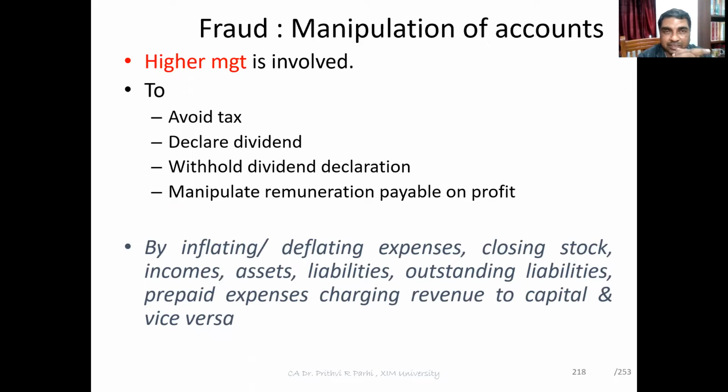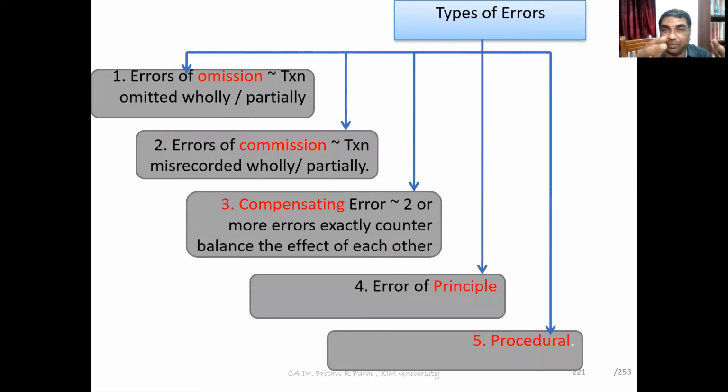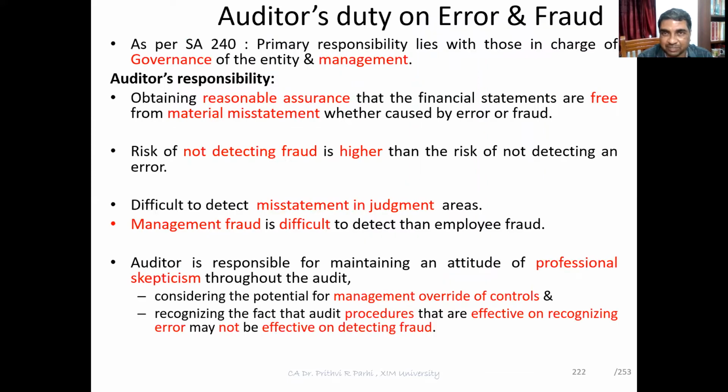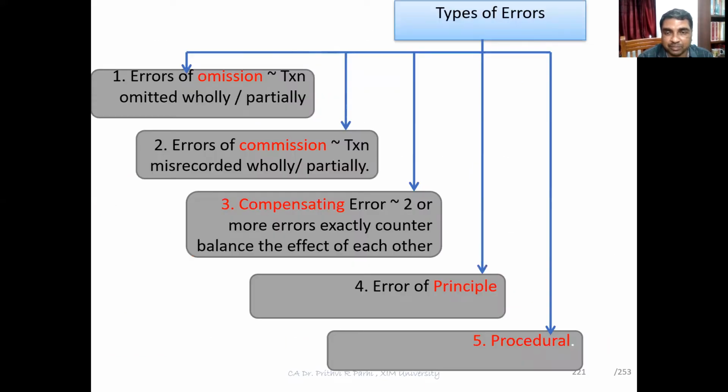Most of the cases, when this kind of thing happens, the fraud happens. Sometimes we see that higher management is involved, and in case higher management is involved in a fraud, then it is a little more difficult to detect those frauds. Then one more type of errors, like errors of omission, errors of commission, compensating errors, errors of principle, and procedural errors. All these things we have discussed. These 5 types of errors I had explained to you earlier.